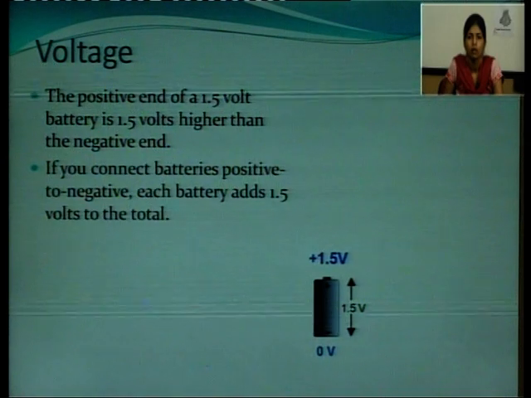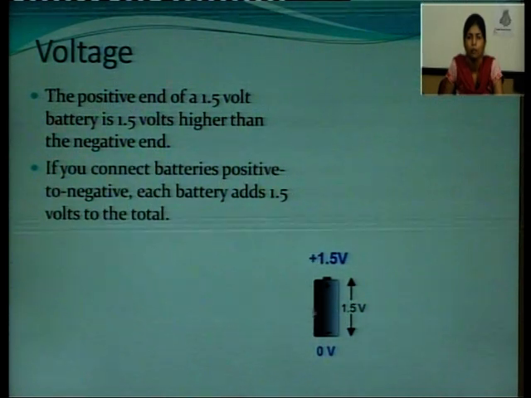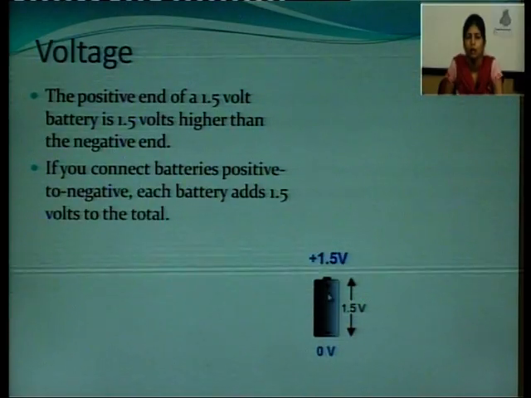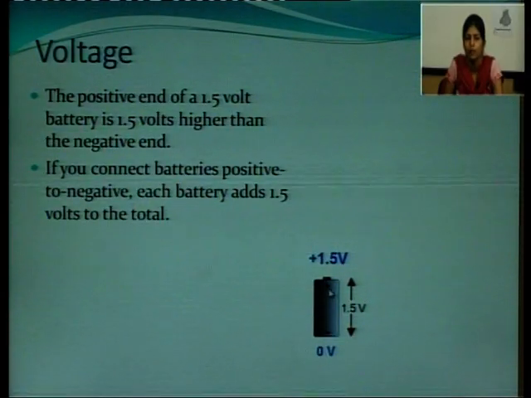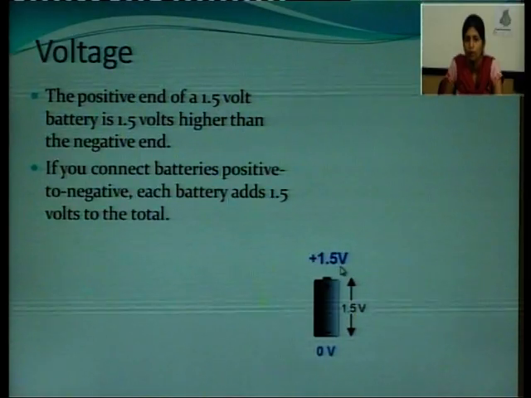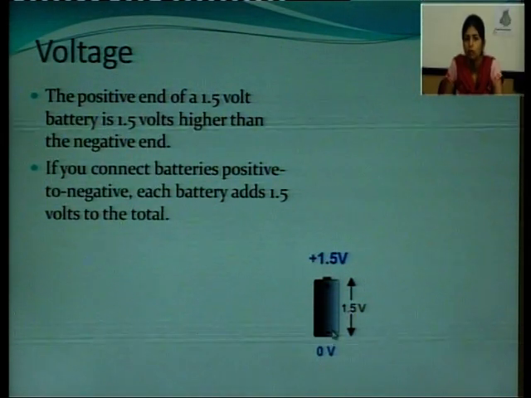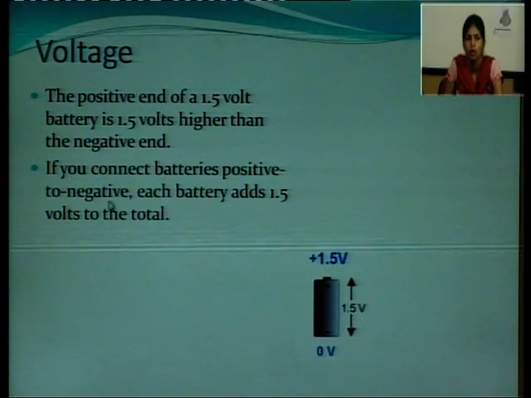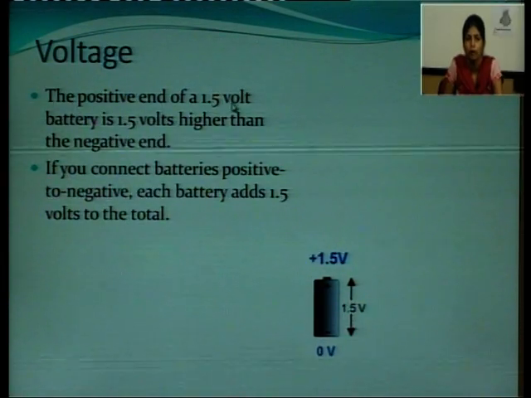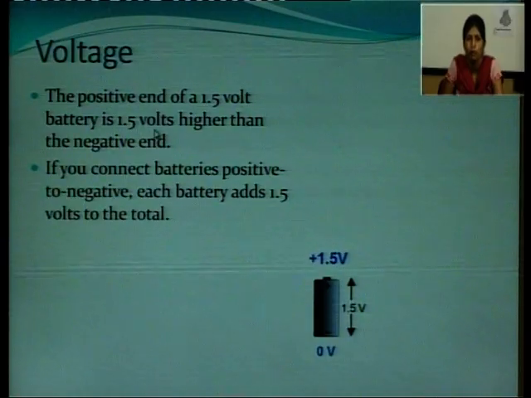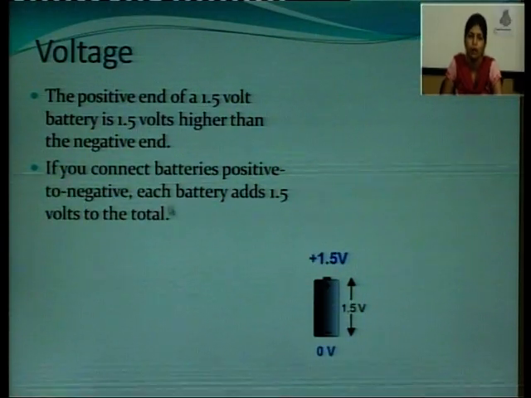Now suppose there is one battery of 1.5 volt. Now we can say that the positive terminal is at 1.5 volt, whereas the negative terminal, which is at lower potential, is at 0 volt. So the positive end of a 1.5 volt battery is 1.5 volt higher than the negative end.